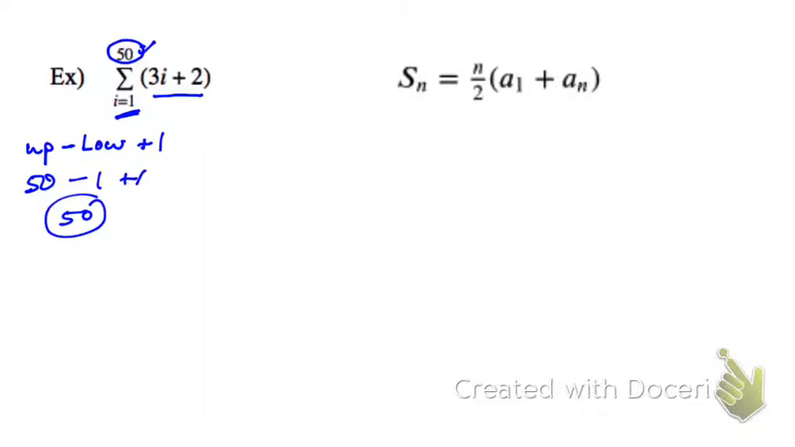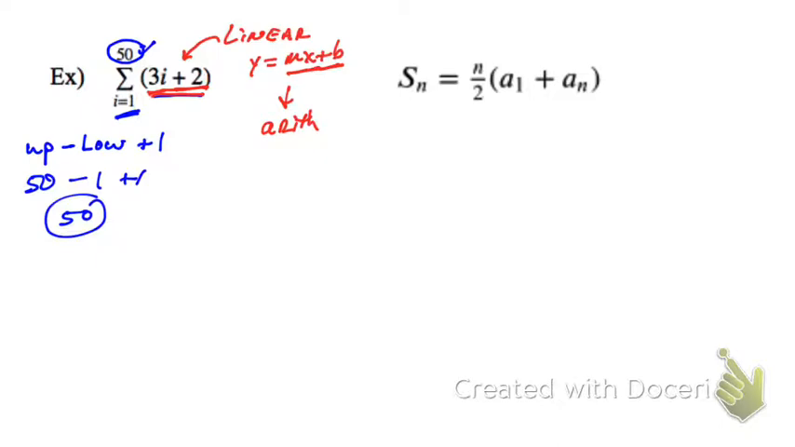Now, Mr. Patterson didn't talk about this yesterday, but whenever your rule is a linear rule, what do I mean by linear rule? It takes on the form y equals mx plus b. Like 3i plus 2, mx plus b. That's linear. Whenever it is linear, it will be arithmetic.